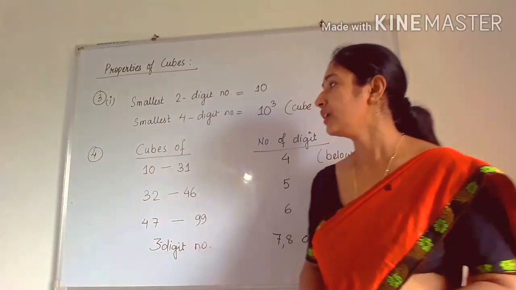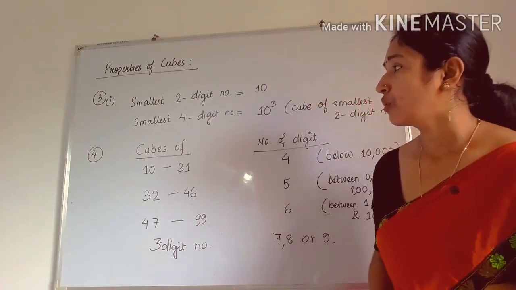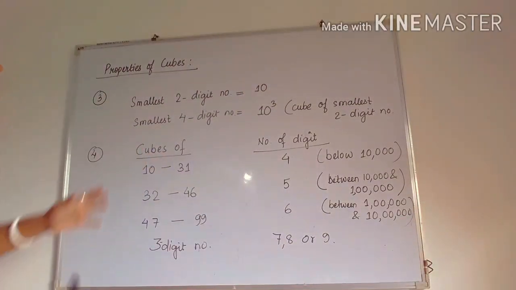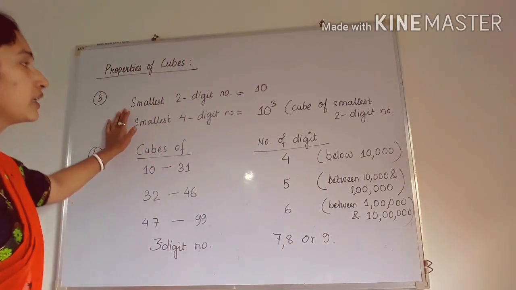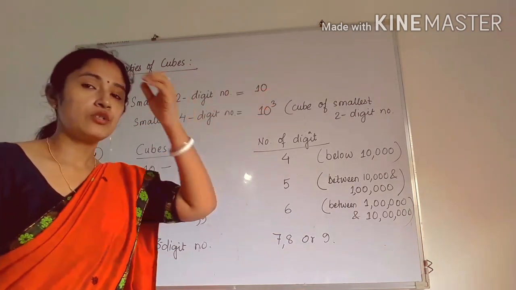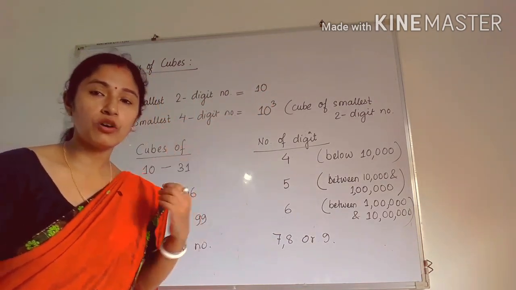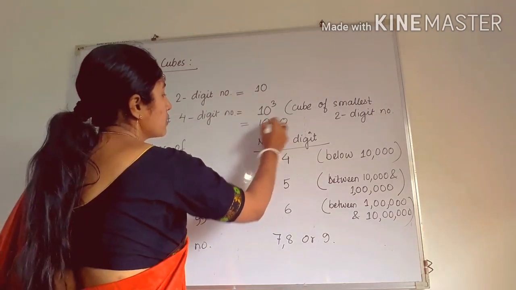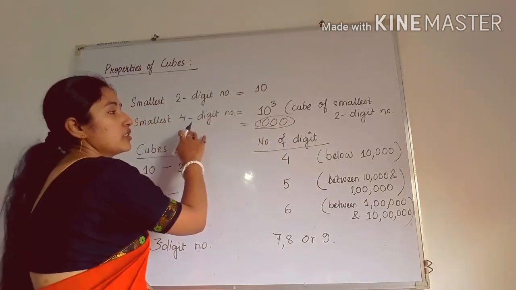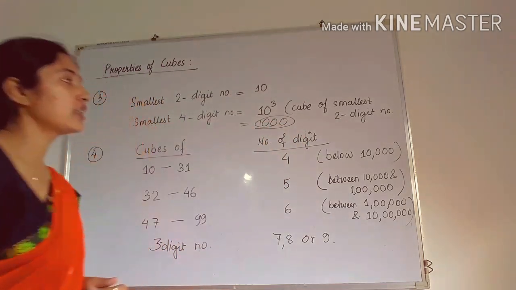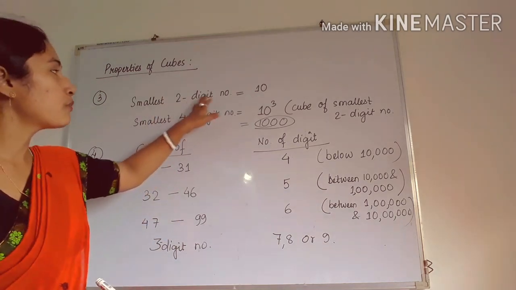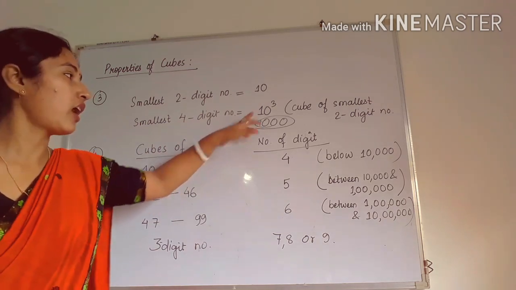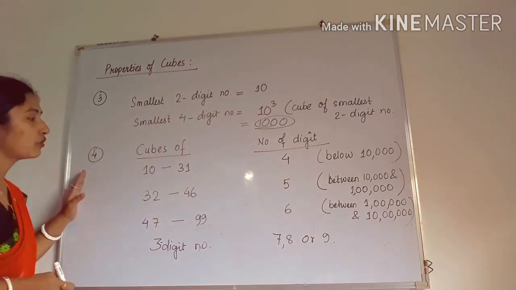So see the next property. Next property is number 3. So we can write it as only 3. The smallest 2-digit number is 10. Okay. The smallest 2-digit number is 10 and if we do the cube of this number, we will get 1000. And 1000 is the smallest 4-digit number. So we can say that the cube of the smallest 2-digit number is the smallest 4-digit number. Okay, I have written it already. Next come to number 4.